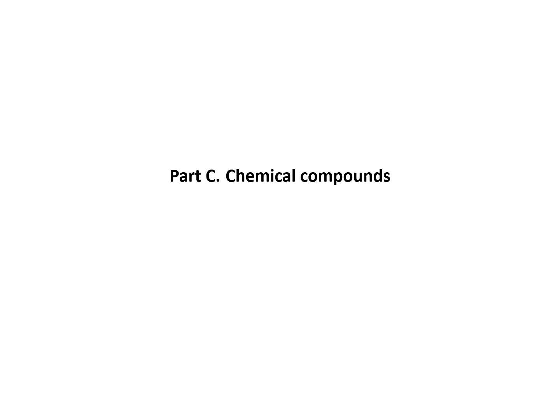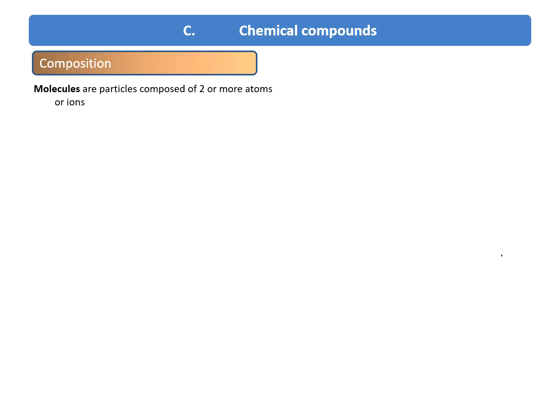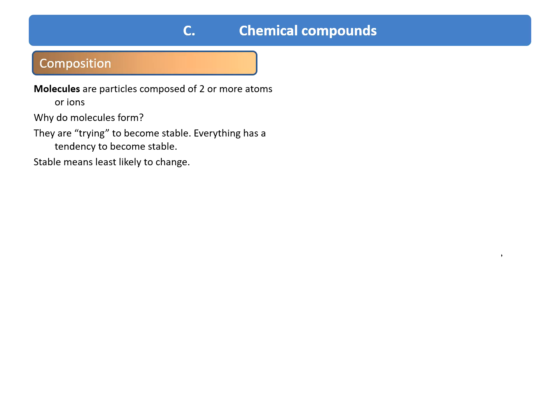Part C, chemical compounds. Molecules are particles composed of 2 or more atoms or ions. Why do molecules form? They're trying to become stable. Everything there is has a tendency to become stable. Whether it's water in a lake on a mountainside, it flows downhill. Stable means least likely to change.